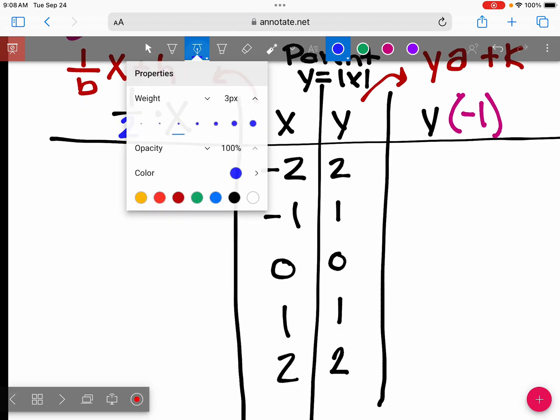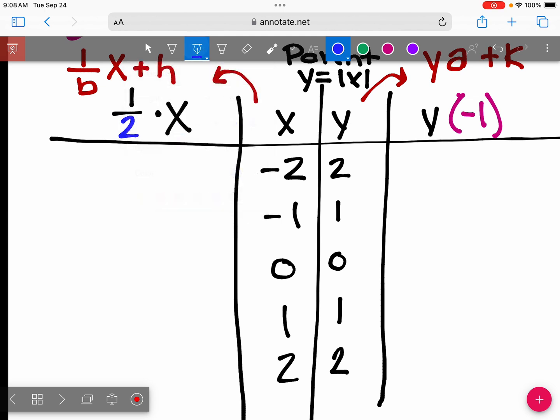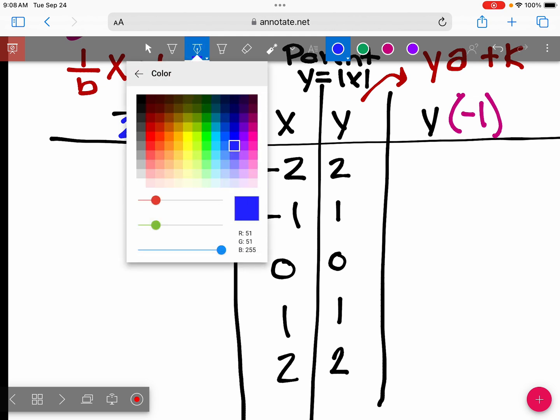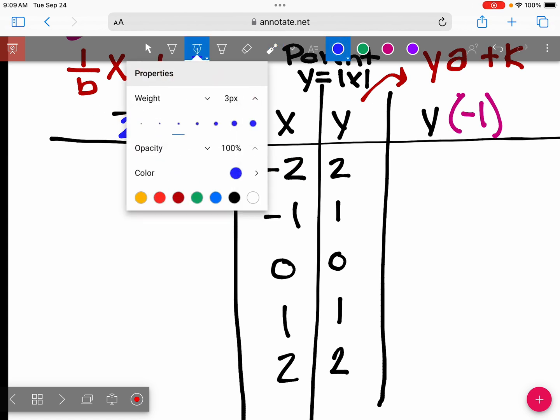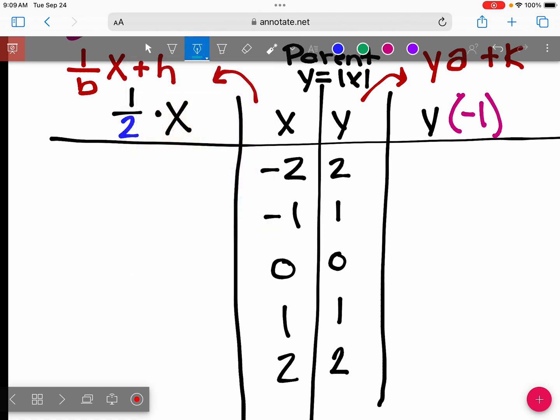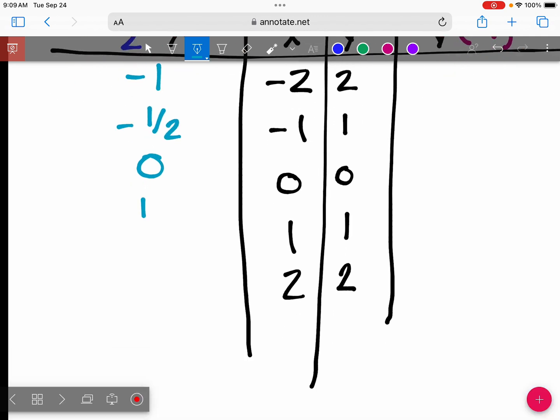All right, so we're going to do these transformations. Get a color we're not using. I'm going to take my -2 times 1/2. What is -2 times 1/2? -1. Taking my -1 times 1/2, -1/2. 0 times our 1/2, 0. 1 times 1/2, and 2 times 1/2, 1.